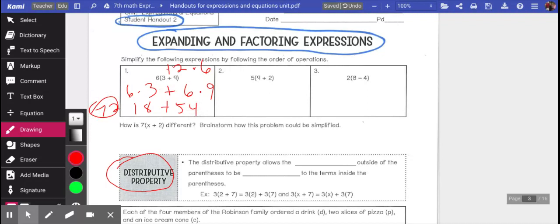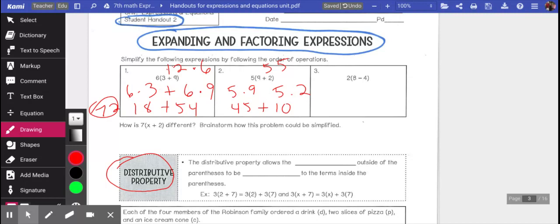Okay, again, so we know that 9 plus 2 is 11 times 5, we should get 55. But if we're going to do the distributive property, we're going to do 5 times 9, which is 45, and then 5 times 2, which is a positive 10, so we're going to add 10, and we get 55.